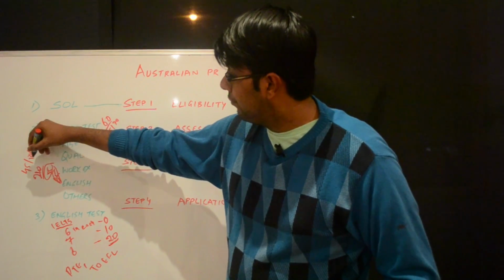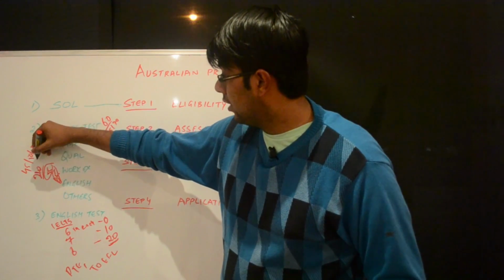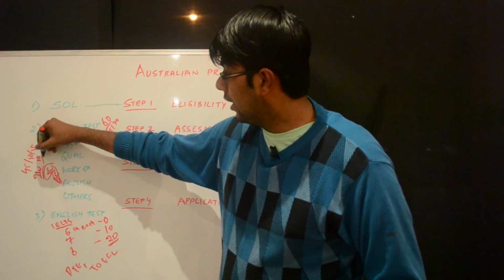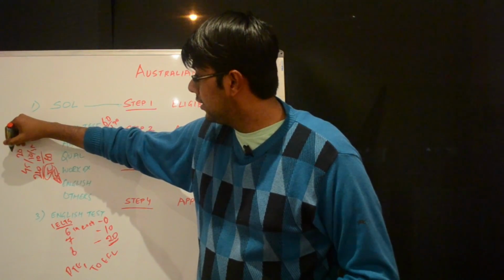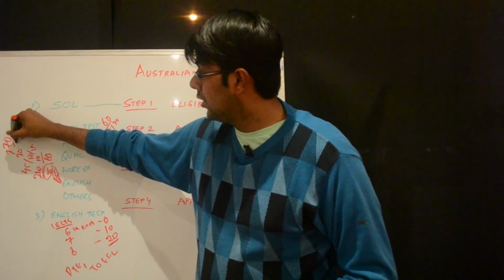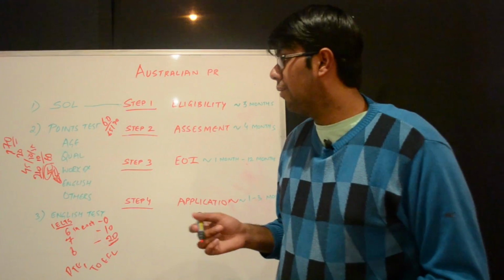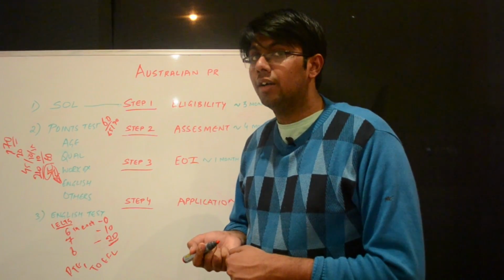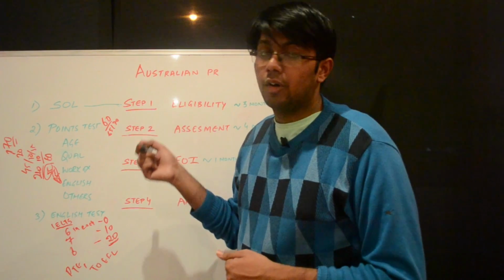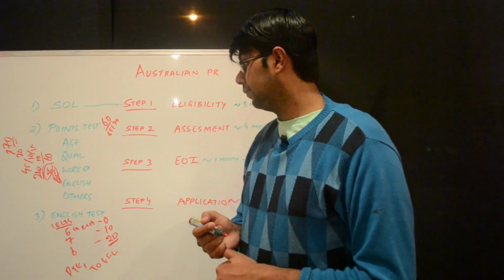So even if you had 50 points before the English test, if you get 10, you will get only 60, which is the minimum. But if you get 20 in IELTS, you will get 70 points. That means you exceed the minimum number of points, and you have better chances of getting a PR, and you will be preferred over someone who has got 60 points.